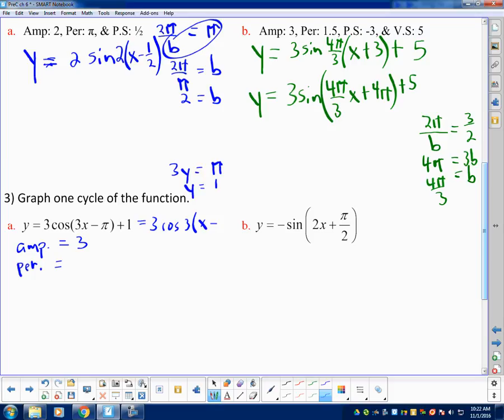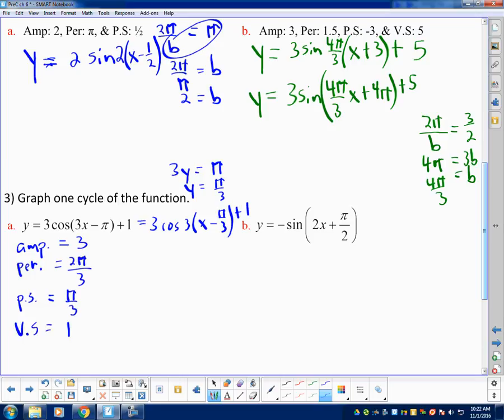It's pi over 3. So 3 minus pi over 3, and then plus 1. So there's my new equation here. So period is equal to 2 pi over b. In this case, b is 3. I've got a phase shift equal to pi over 3. That's positive pi over 3. And a vertical shift equal to 1.